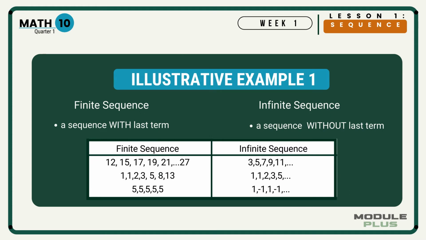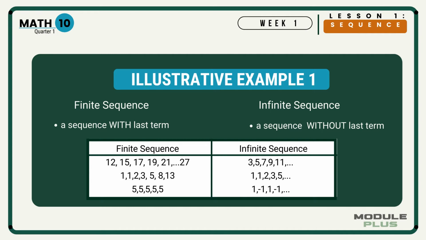In the first illustrative example, it is about the types of sequence. The two types of sequence are finite sequence and infinite sequence. A finite sequence is a sequence with a last term, while an infinite sequence is a sequence without a last term. Again, a finite sequence has a last term, while an infinite sequence doesn't have a last term. Look at the examples in your module.